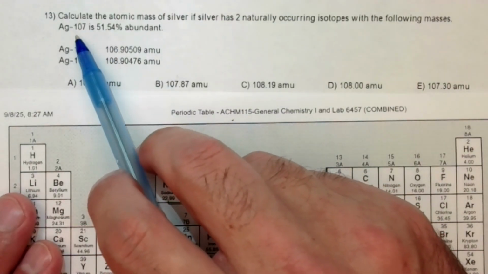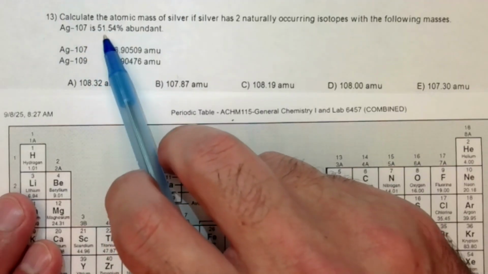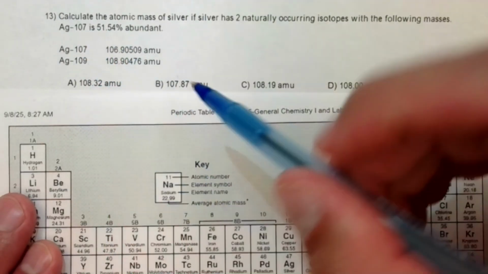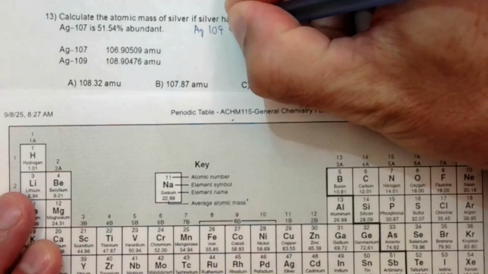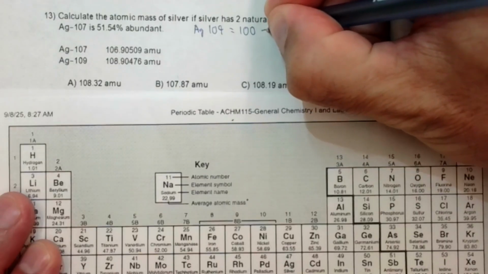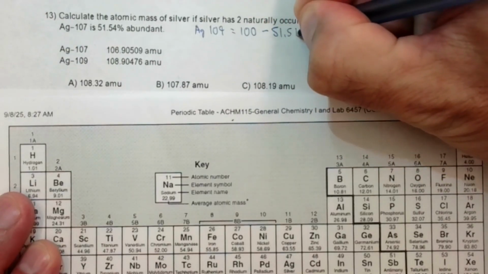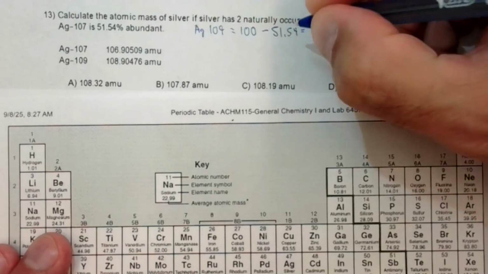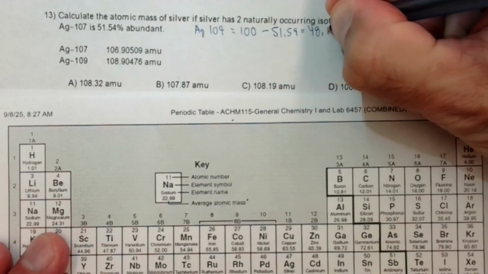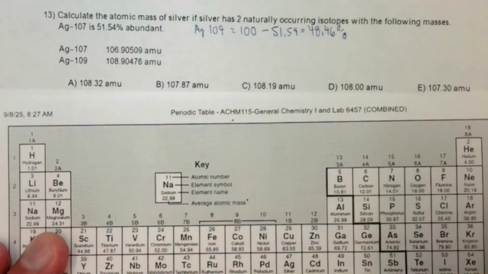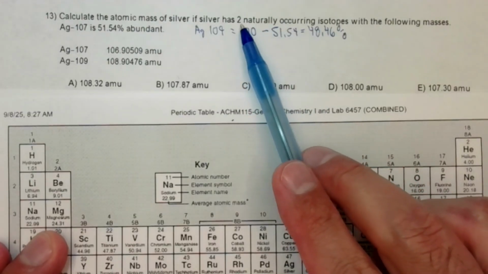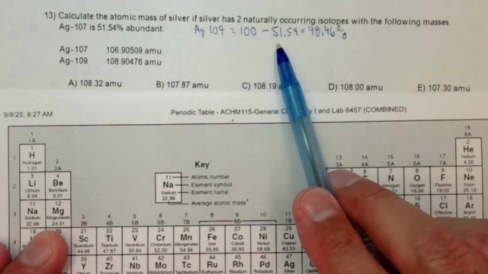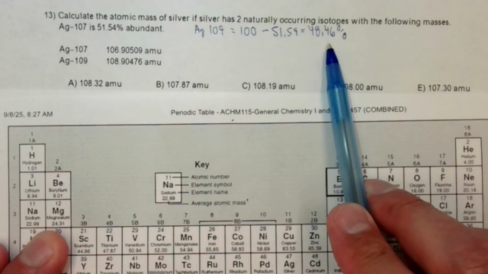First thing we need to know is that because silver 107 is 51.54% abundant, silver 109 is going to be 100, the total, minus 51.54, which is 48.46% abundant. So basically, both of them together are 100% abundant because there's only two. If one of them is 51.54, the other one must be 48.46.